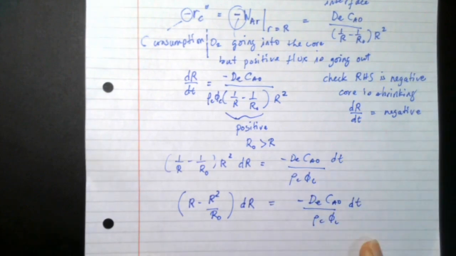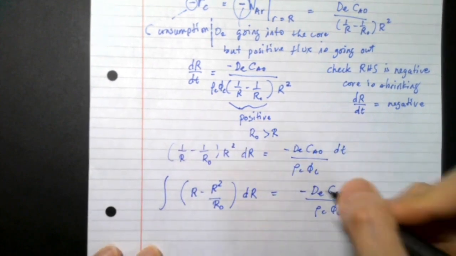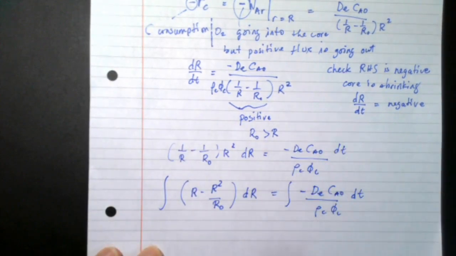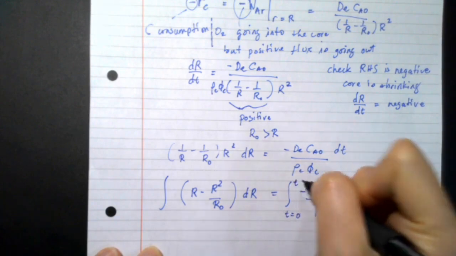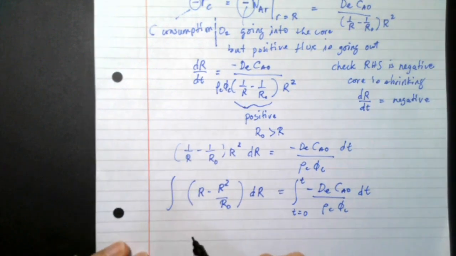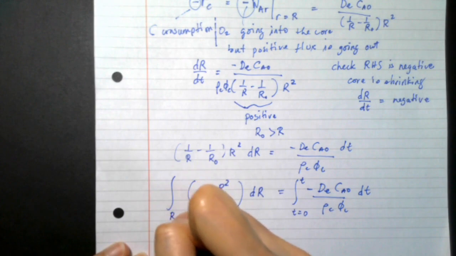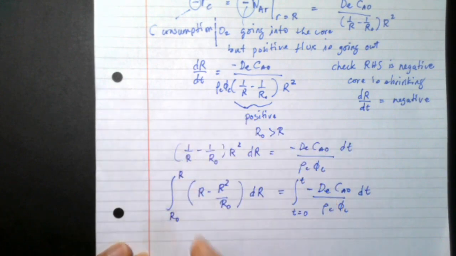Okay, so you can see that our expression is simple. And we can solve this equation by simply integrating it. So we'll integrate it. Limits of integration: we have time equal to 0 to time t. And at time equal to 0, the size of the core is R naught. And at time equal to t, the size of the core is R.